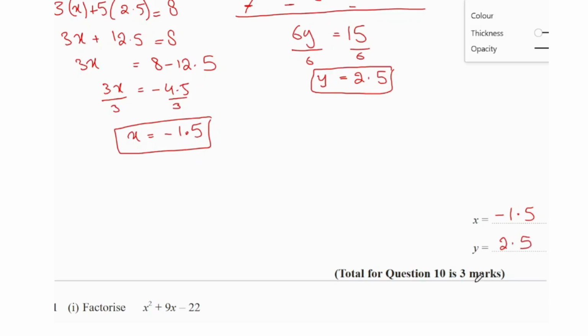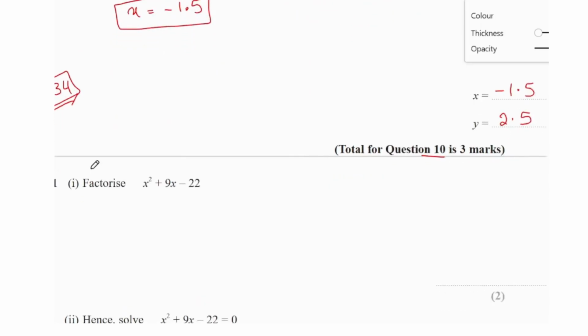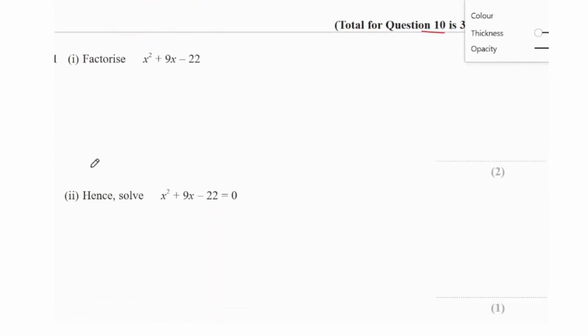And how many marks is it? 3 marks question. Okay, let's see the total marks now. If we done up to question number 10, so you get the total marks is 34 marks. Okay, so the total marks are 34 so far. Let's see, that's another easy question actually.